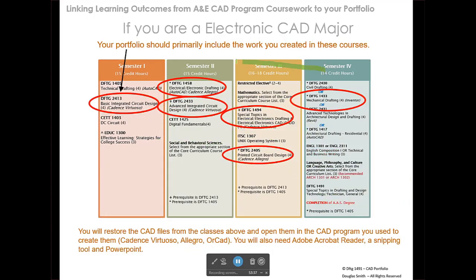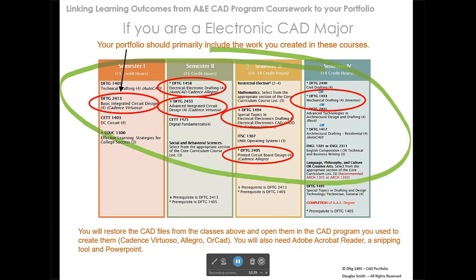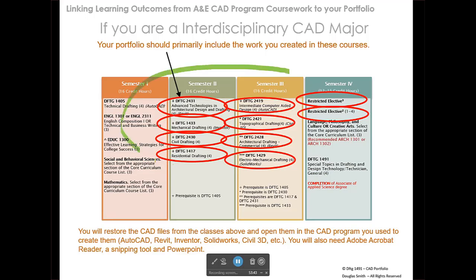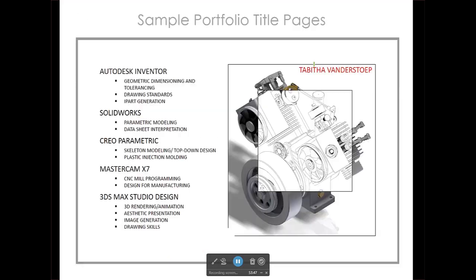So if you're electronics CAD, you'd be doing these courses. This is what you would pull your portfolio from. If you're interdisciplinary, it will be these. So, everybody's portfolio looks different. So most students start out with a title page of some sort.